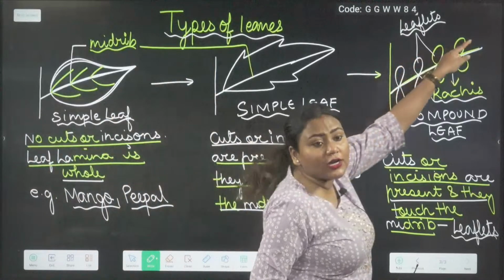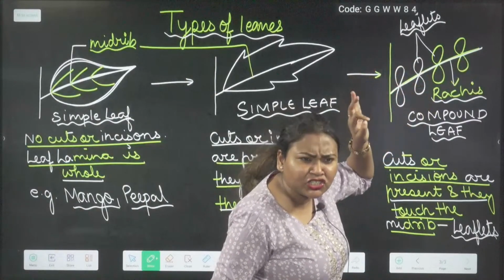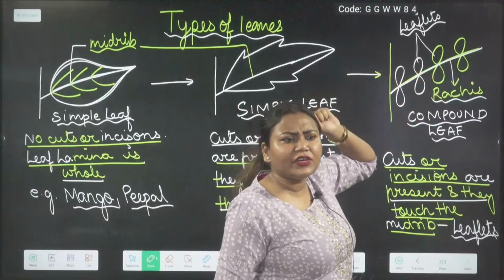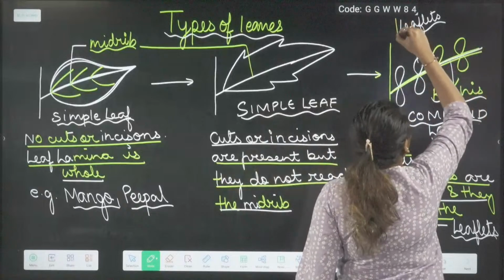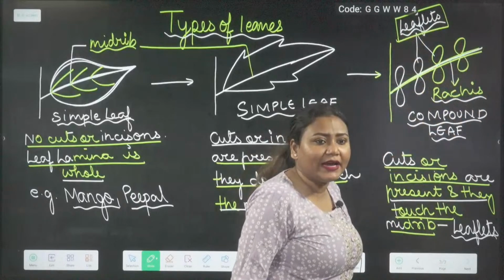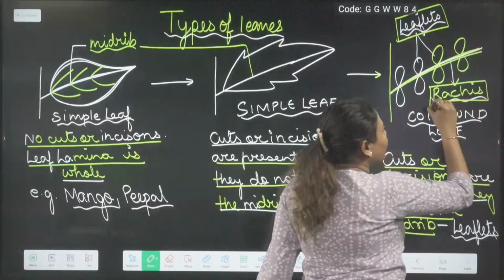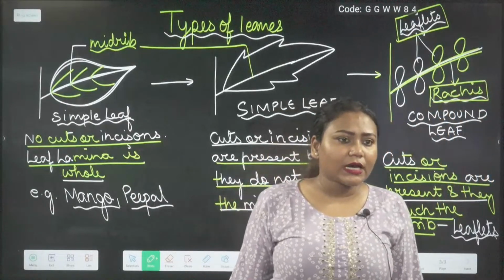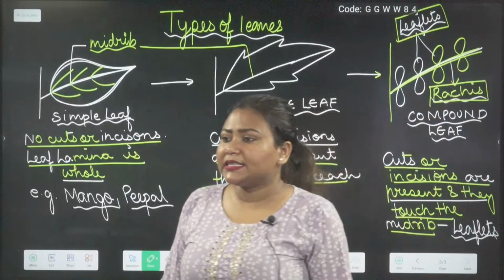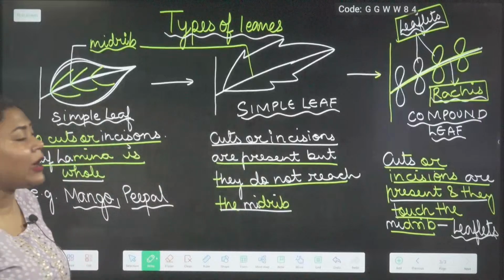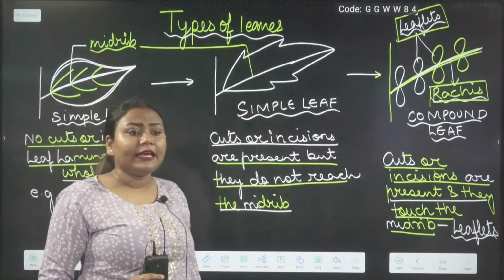Coming to the compound leaf. Now, the whole leaf was there. I have cut the leaf in such a way that the cuts have reached the midrib, and what is it generating? Leaflets. What is this midrib now known as? Rachis. Is it clear? Tell me. Leaf lamina whole means there are no cuts, there are no incisions. Clear or not?